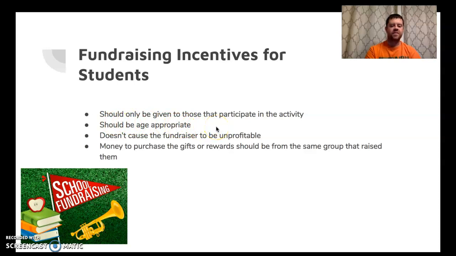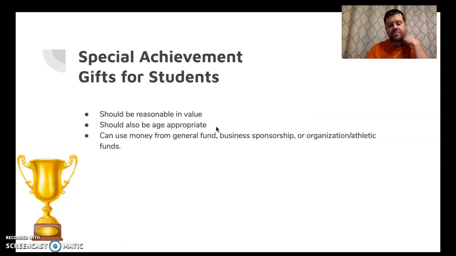First of all, it should be given to only those students who participate in it. They should be age appropriate. They should not cause the fundraiser to be unprofitable, and the money to purchase the gifts or rewards should come out of the same group that raised it.